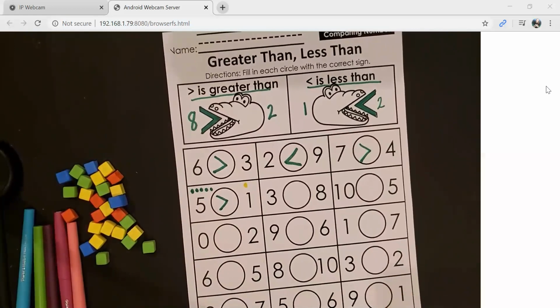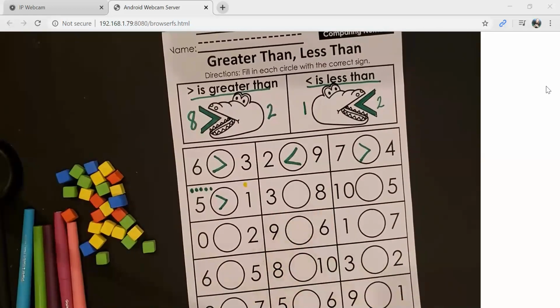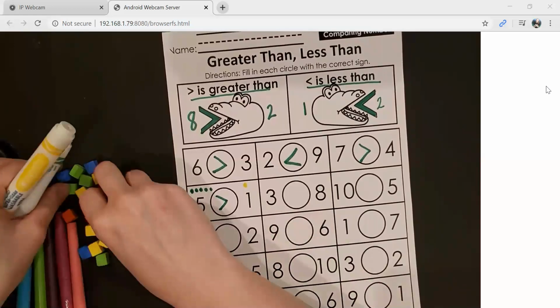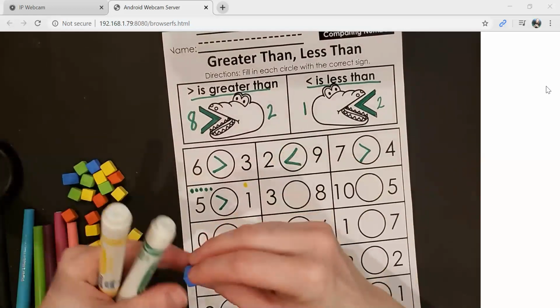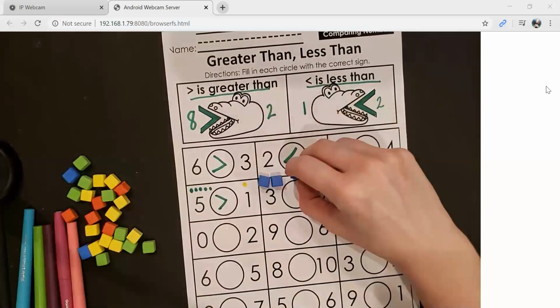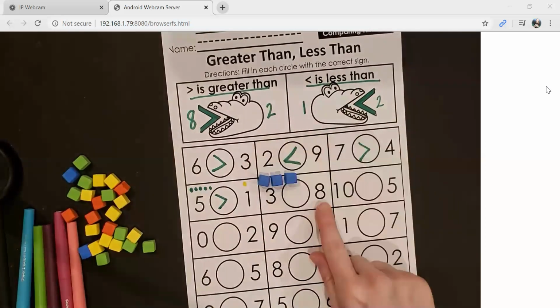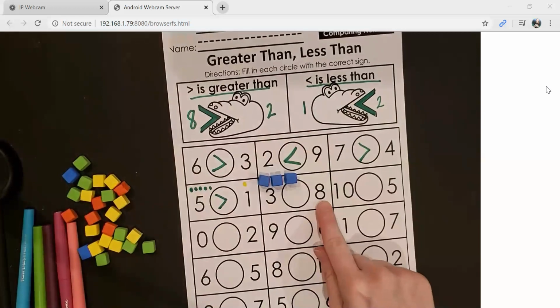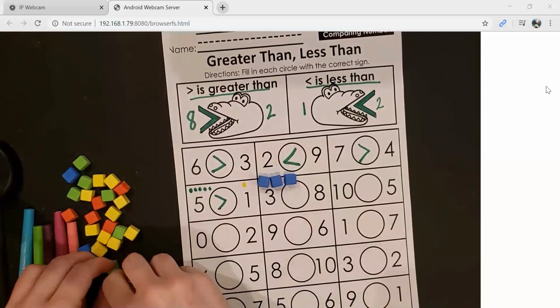All right, the next one is 3 and 8. I'm comparing 3 and 8. And it's super fun to use these little unit cubes, so I'm going to use them. I'm going to do blue this time. 3 blue. And I'm going to show 8. I'm going to try to do 8 green. I think I have enough green.